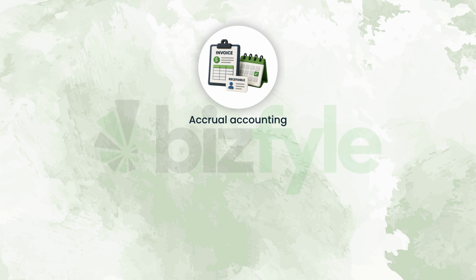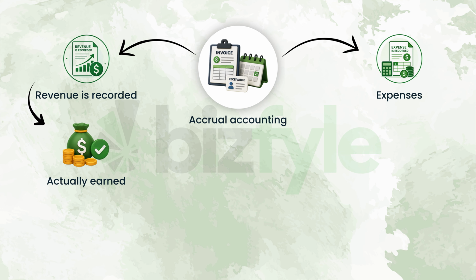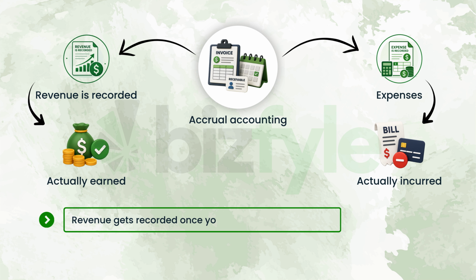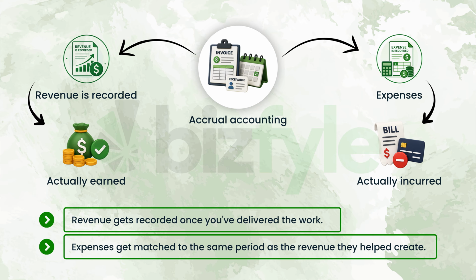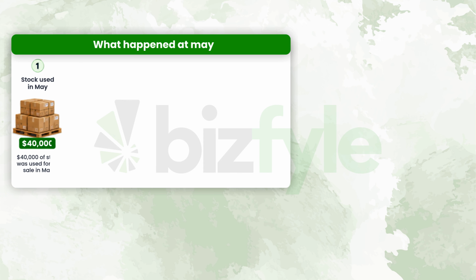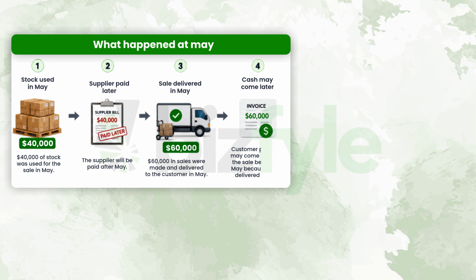That's where the accrual method comes in. Here, revenue is recorded when it's actually earned, and expenses when they're actually incurred, regardless of when the cash moves. It runs on two principles. Revenue gets recorded once you've delivered the work, and expenses get matched to the same period as the revenue they helped create. So under accrual, you'd record that $40,000 expense in May the moment the stock was used to make the sale, even though you hadn't paid your supplier yet. And you'd record the $60,000 in sales in May too, once delivered, even if the payment came in later.